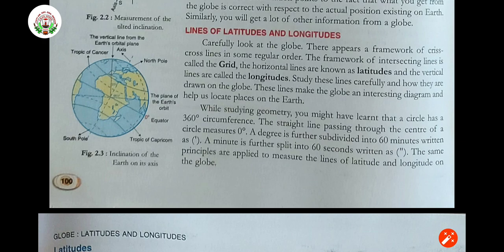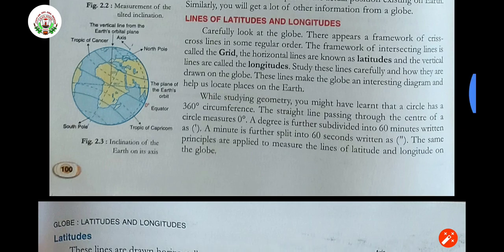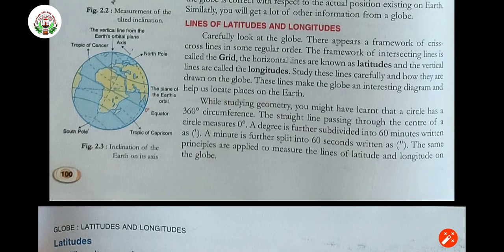The same principles are applied to measure the lines of latitudes and longitudes on the globe. As in geometry, you are going to measure the minutes and seconds. The symbols are mentioned in the same manner. If the symbols are mentioned to represent the globe, lines of latitudes and longitudes, they are going to represent.